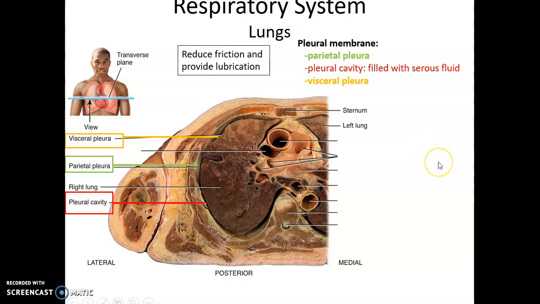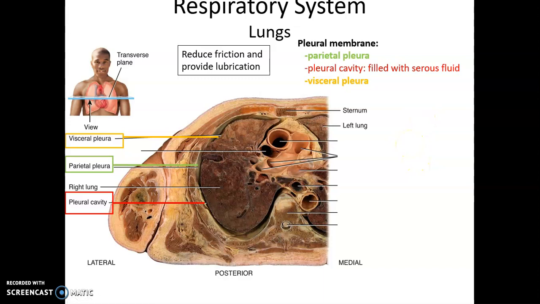This is because each lung is surrounded by a pleural membrane. The pleural membrane is a two-layer structure with a thin space between the two layers that is filled with fluid. You have the visceral layer of the pleura that lies directly on the lungs. Then you have the parietal layer of the pleura that is adjacent to whatever is surrounding the lungs, which in this case would be the rib cage. And then that thin space, the pleural cavity, is filled with serous fluid.